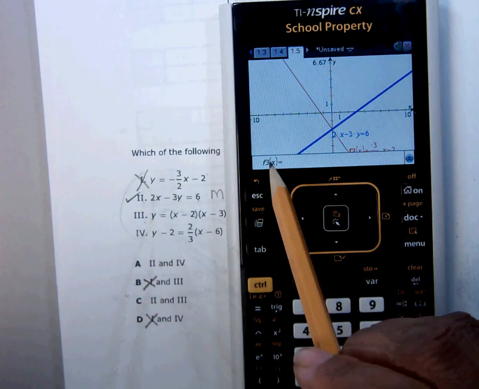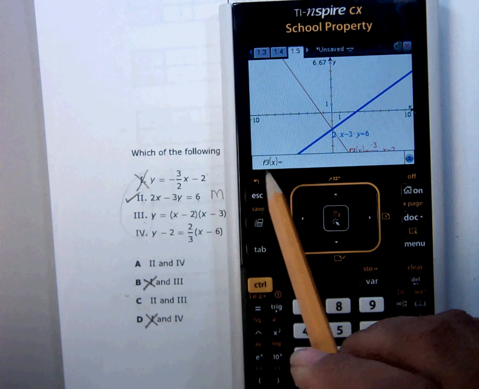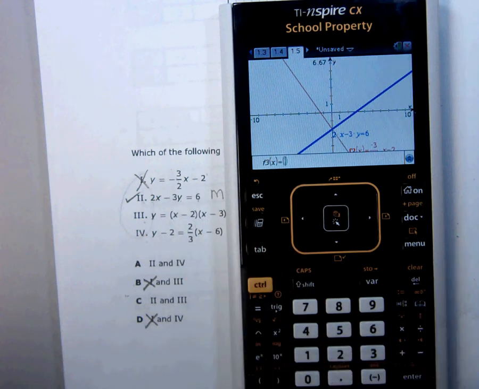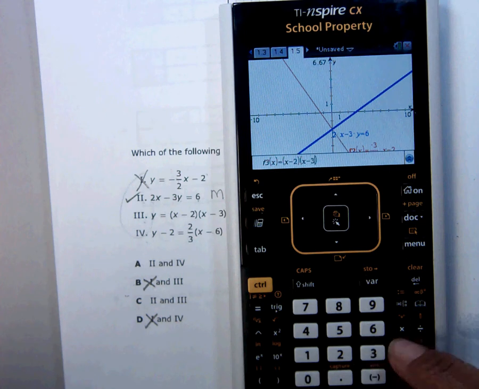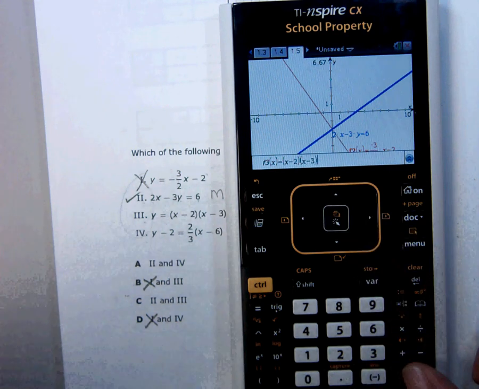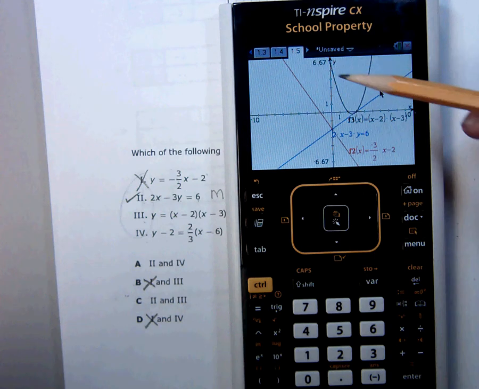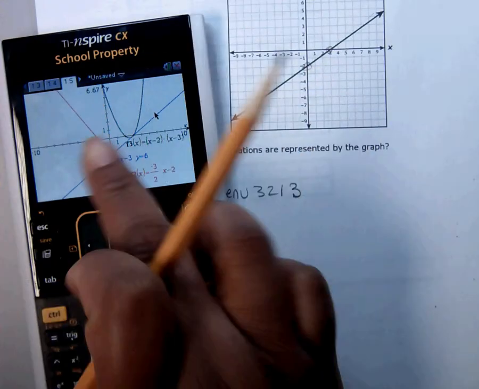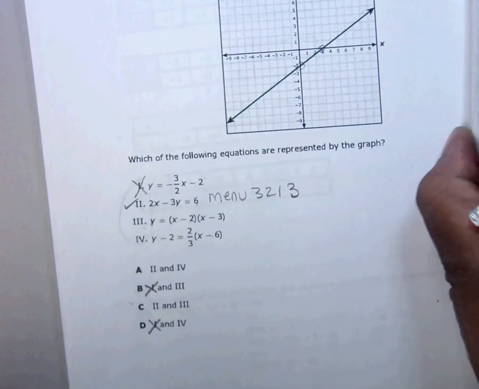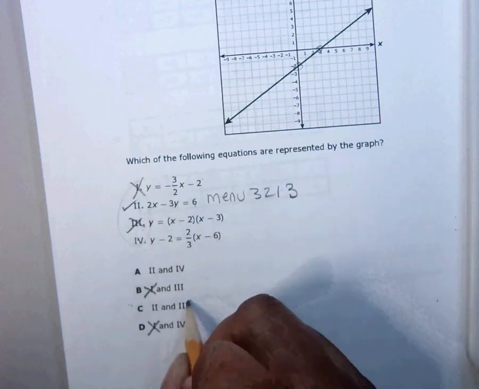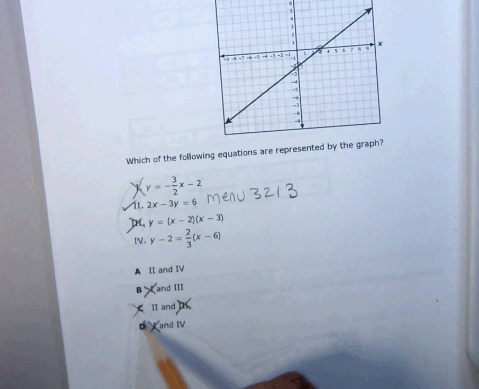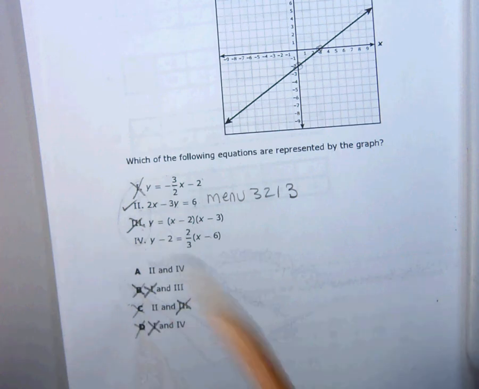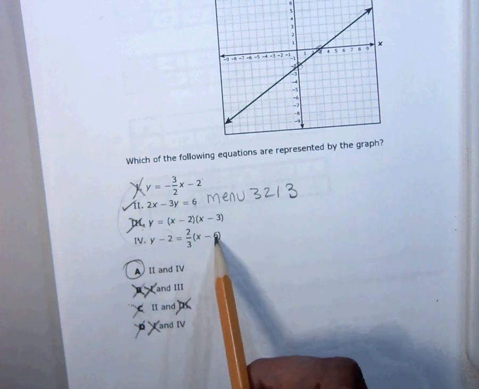The y is the f of x, so I don't put the y, I just start typing. Parentheses, x minus 2, close, x minus 3, press enter, and I get a parabola. Does that look like that? Of course not. So we know 3 is wrong. Well, if 3 is wrong, then C can't be right, D can't be right, B can't be right. So the answer is A, which means 4 does look like this line.